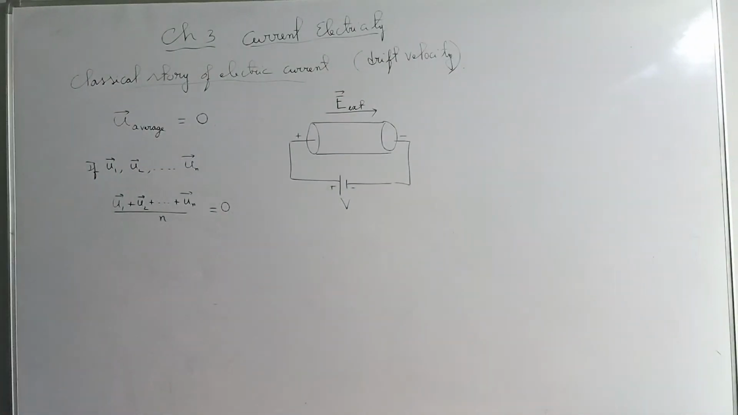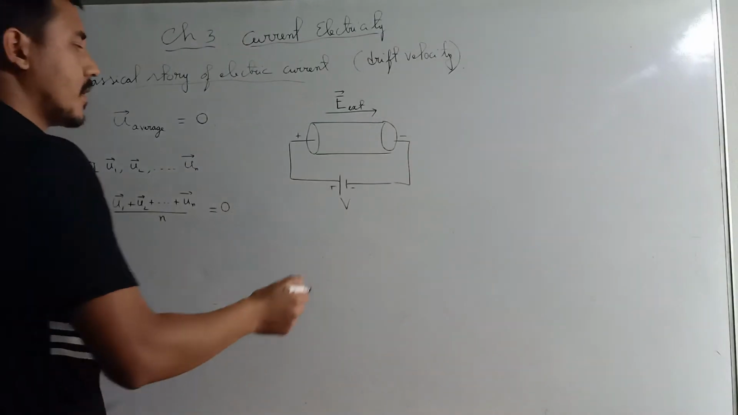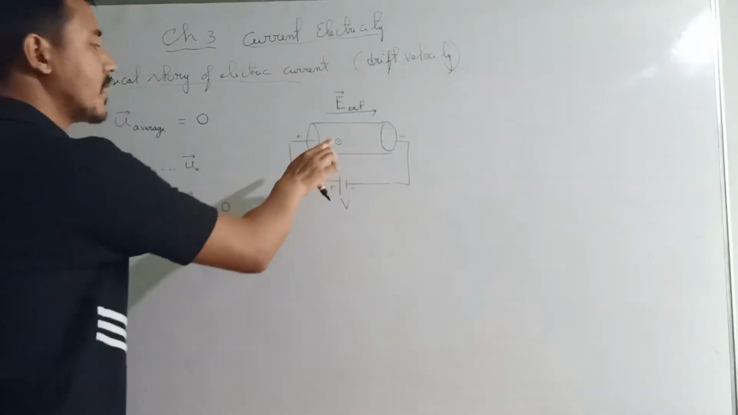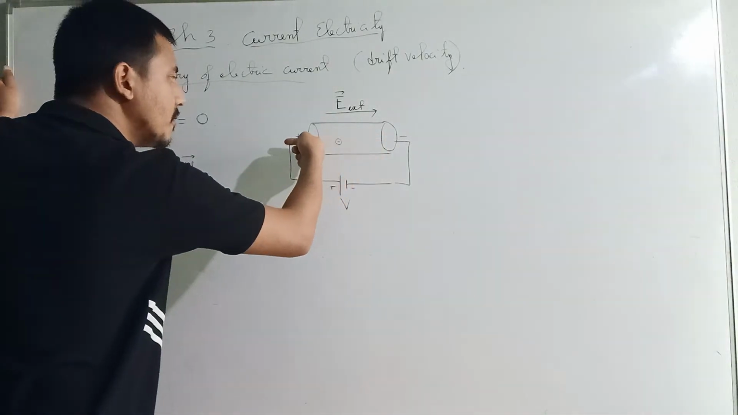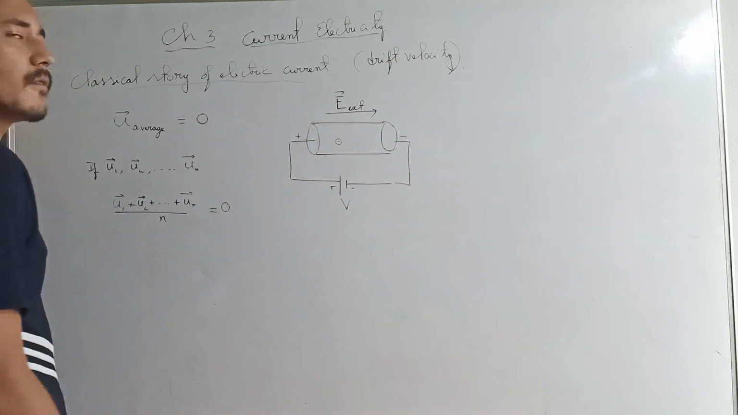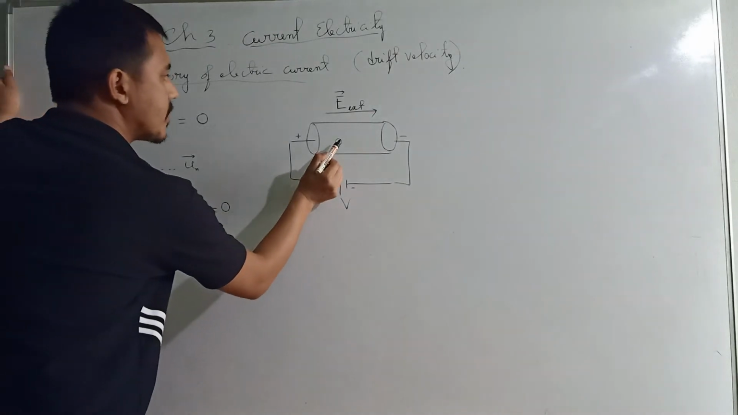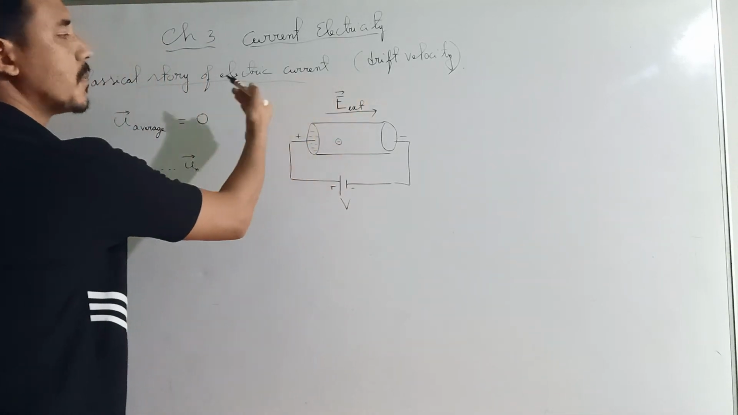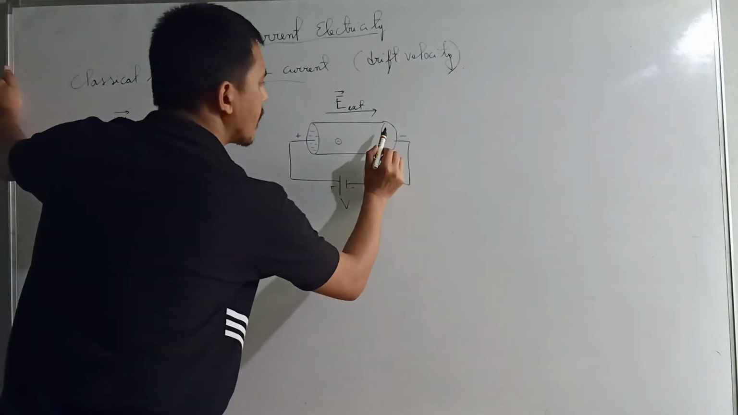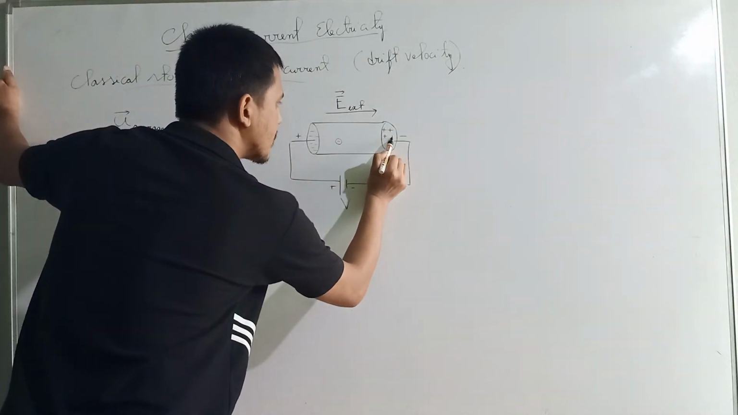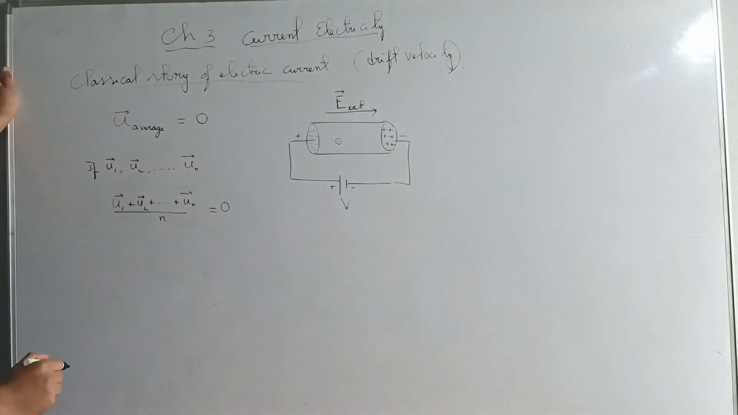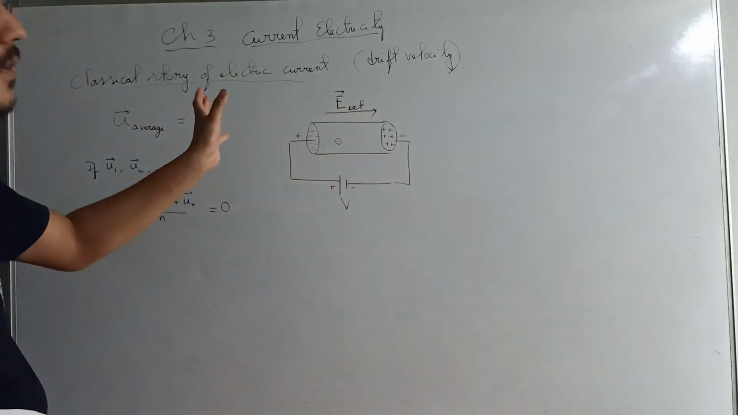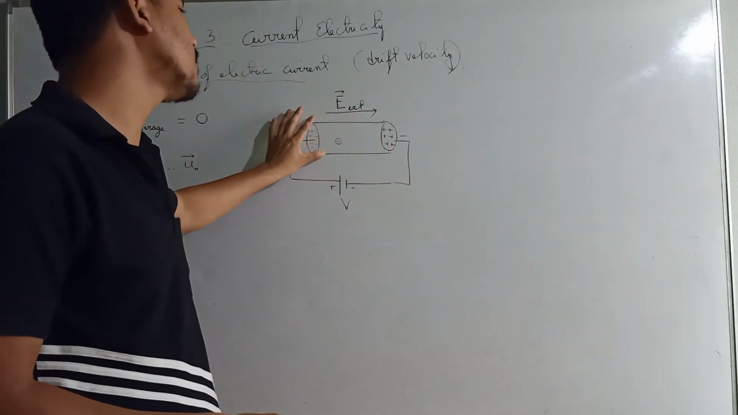Now, this time the electrons are negatively charged particles, and we know that negative charge moves in a direction opposite to that of the external electric field, right? So the electrons move towards this end of the conductor, opposite to the external electric field, and the positive charges move towards this end of the conductor. Now this time, these charges don't accumulate at the two ends of the conductor.